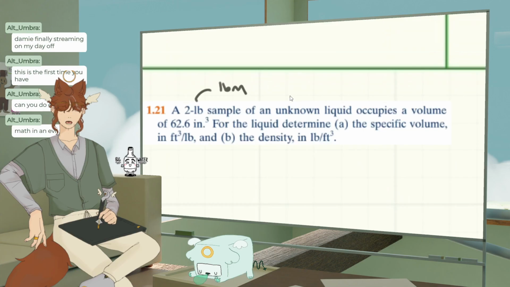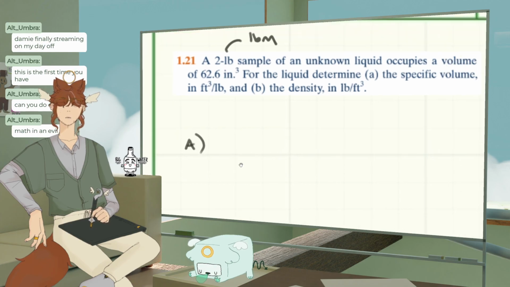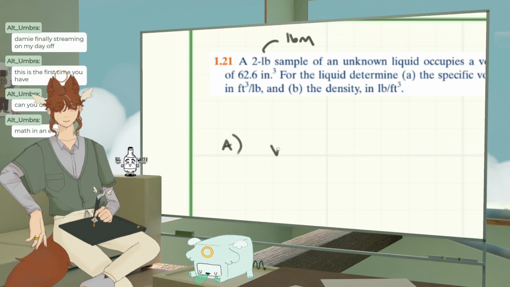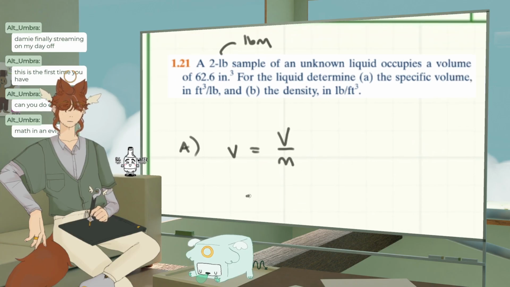Okay. A 2 pound sample of an unknown liquid occupies a volume. The specific volume in pound per feet cubed, feet cubed per pound, sorry. Oh my god, are you kidding me? It's just the density and the volume. It's just 2 numbers divided by each other. I don't know the symbol for specific volume. Let's look that up. Symbol for specific volume: a lowercase v. Ooh, that's not gonna get confusing at all. v equals volume per mass. I wonder how this could possibly work.